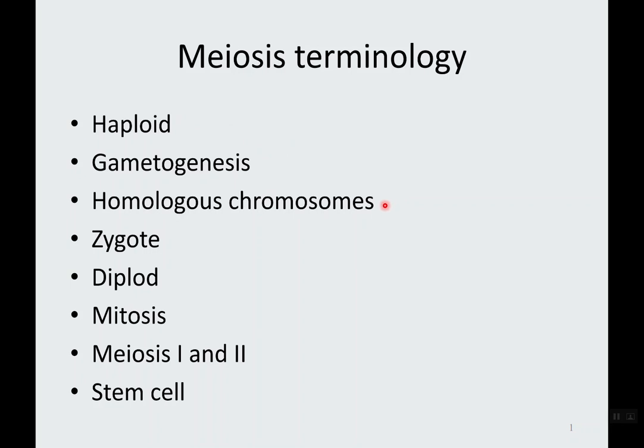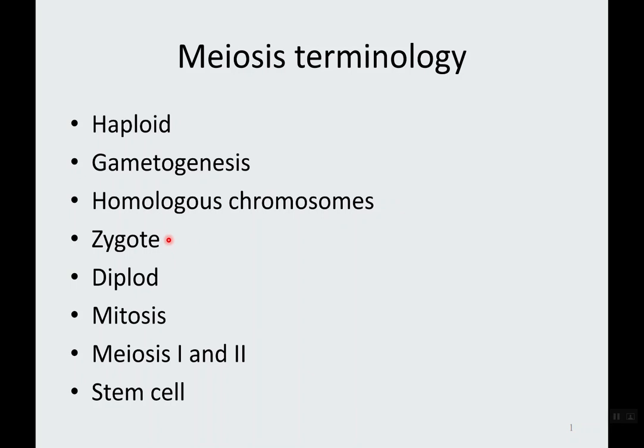Homologous chromosomes are chromosomes with the same genes on them, but not necessarily the same alleles of those genes. So an allele is a variant of a gene for a particular trait that differs from another allele. So for example, some alleles are dominant and others are recessive, and the combination of all the alleles that you have determines your phenotype, or what you look like.